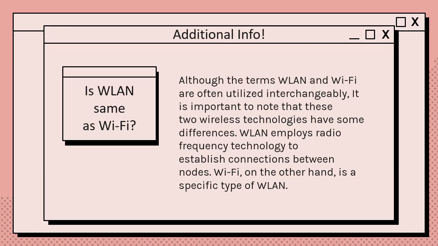Although the terms WLAN and Wi-Fi are often utilized interchangeably, it is important to note that these two wireless technologies have some differences. WLAN employs radio frequency technology to establish connections between nodes. Wi-Fi, on the other hand, is a specific type of WLAN.